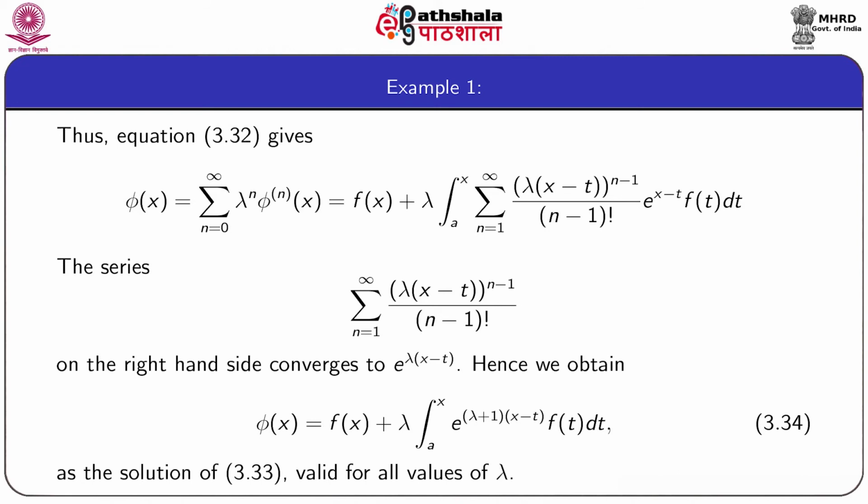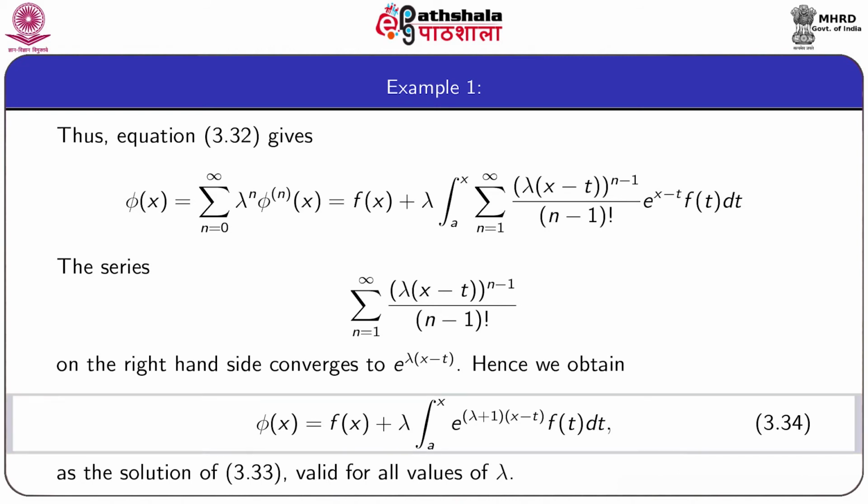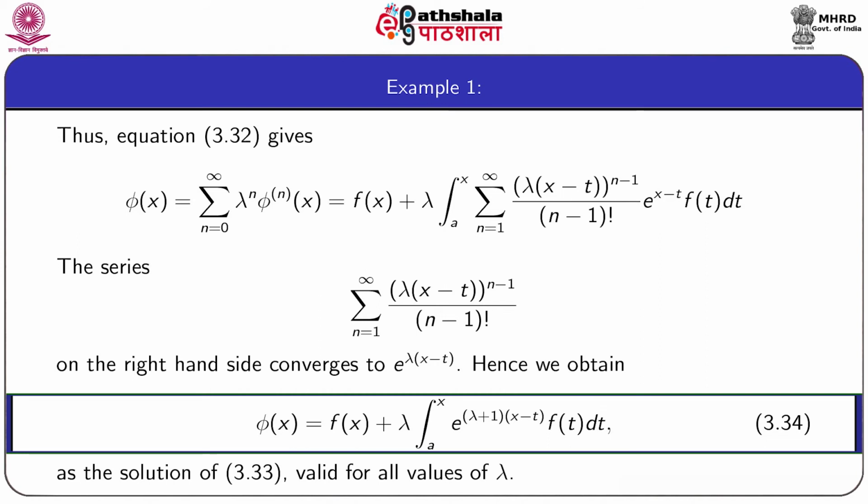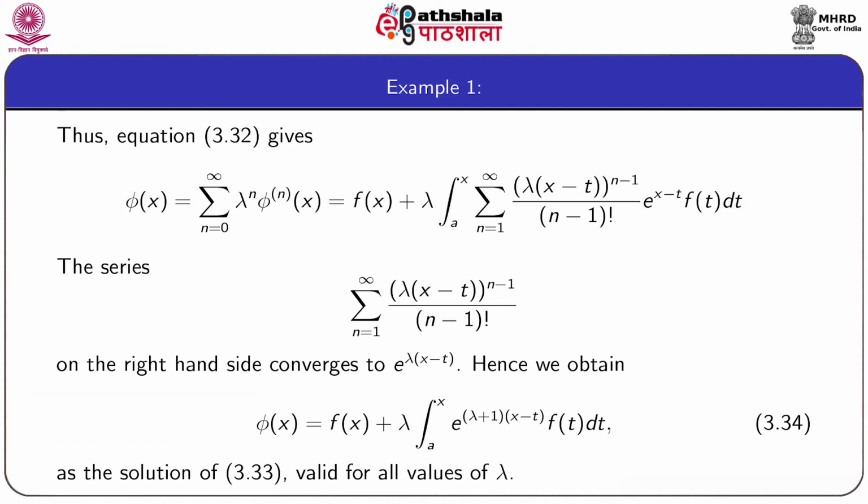Substituting this value, we obtain phi x as f x plus lambda into integral a to x e to the power (lambda plus 1)(x minus t) into f t dt, which is the solution of the given integral equation valid for all lambda.